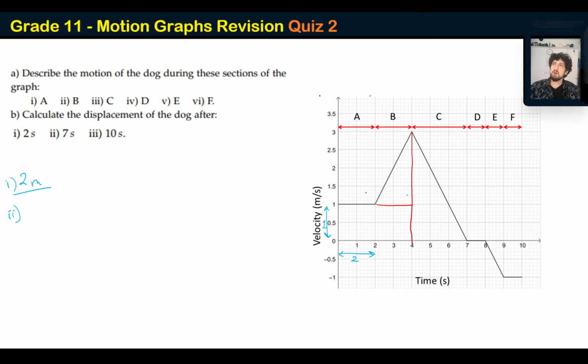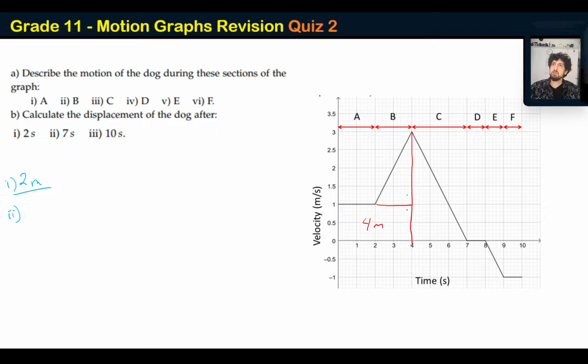So the first one I'm going to start with is this rectangle over here. That's going to be 1 by 1 multiplied by 4, right? 1 multiplied by 4. So 1 times 4 equals 4 meters. Okay? Now I need to figure out the rest.